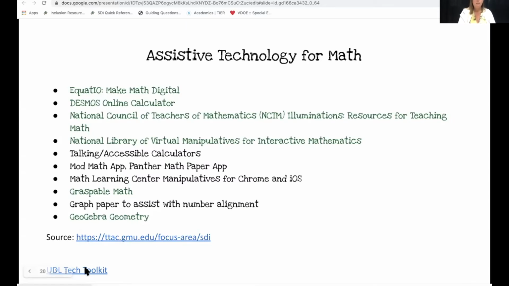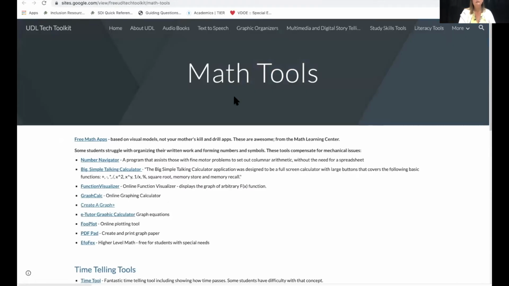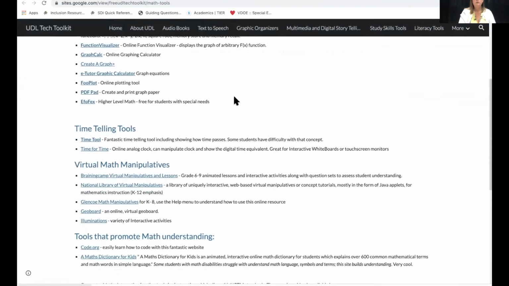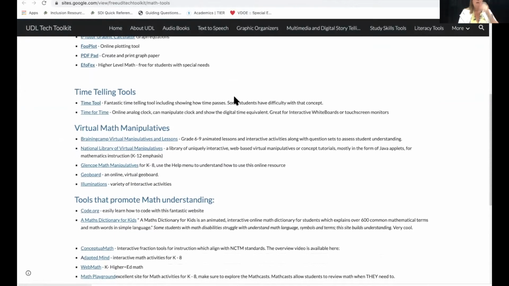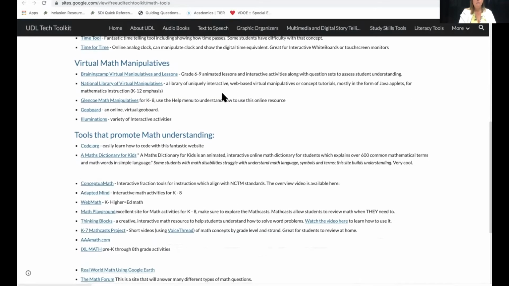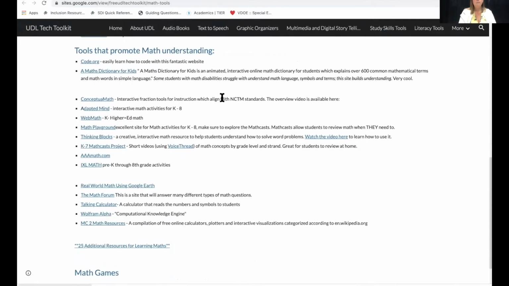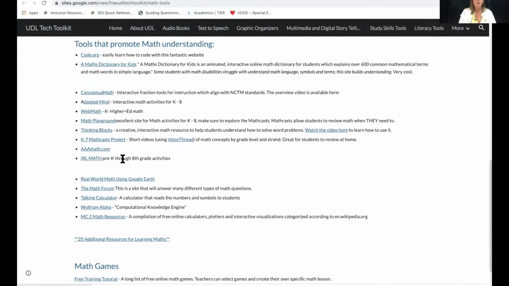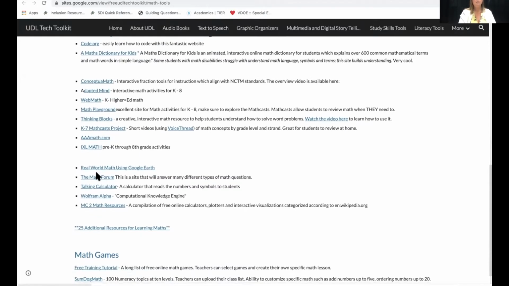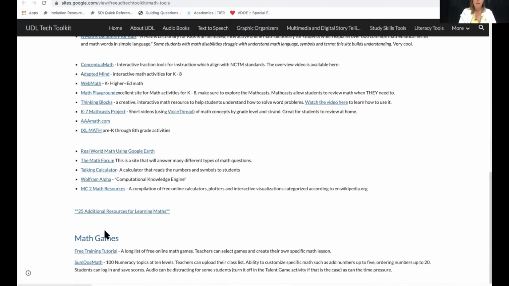There is a UDL tech tool here, and this is the math tools, and these are just a lot of different ones for telling time, for visual math. As you can see, Glencoe has one for K-8. There's other ones on here that you can use. I love this real world math using Google Earth. Our kids love to see that kind of thing. And if you've got a kid who loves social studies, this is a really good one to have because you can tie it in. And then, of course, Sumdog Math down here for games.